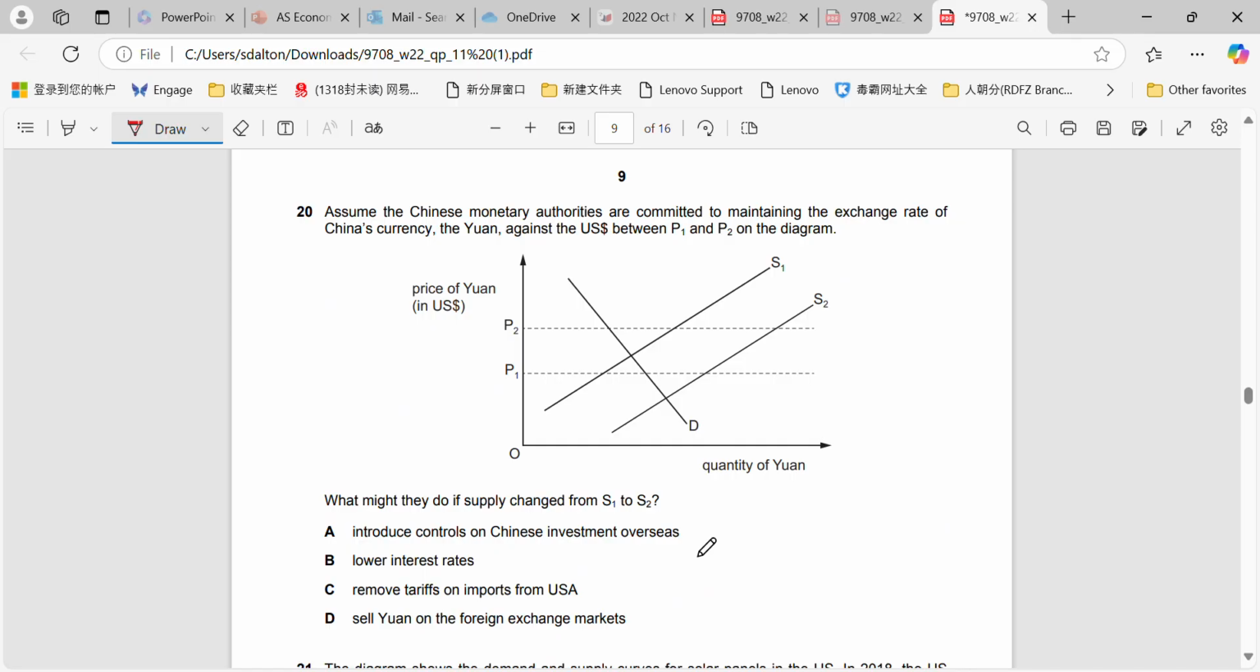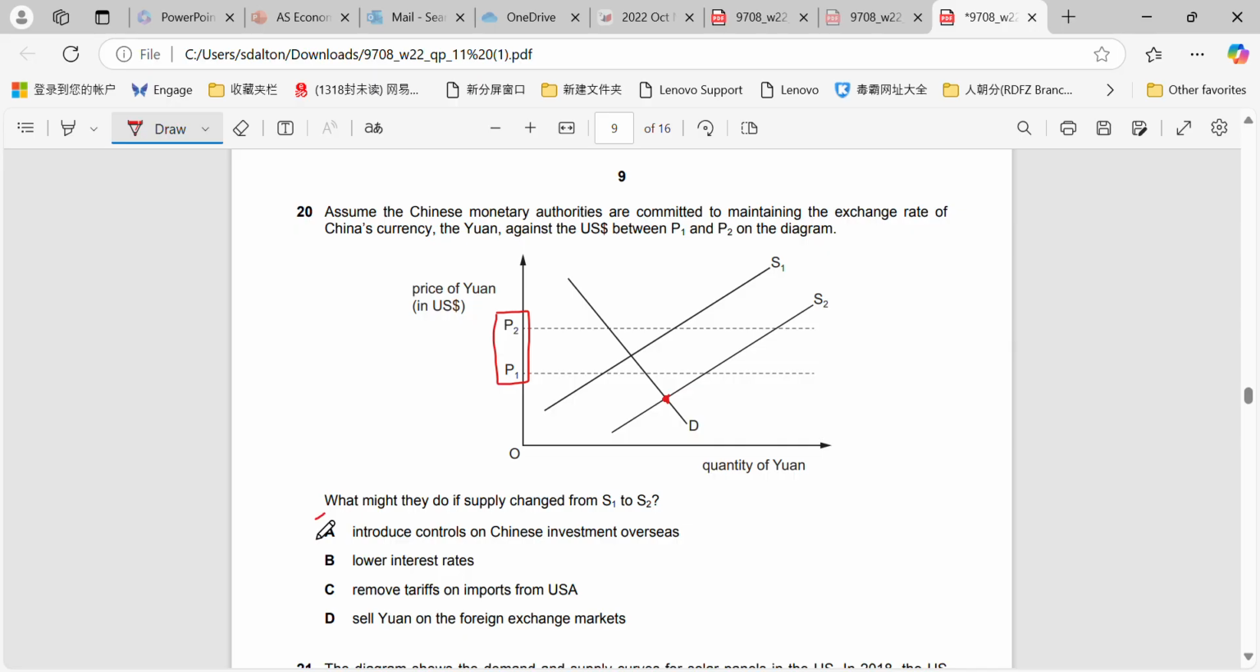Okay, difficult question 20. Assume the Chinese monetary authorities are committed to maintaining an exchange rate of China's currency between P1 and P2. Okay, so they want to maintain the exchange rate between here. What might they do if supply changed from S1 to S2? Okay, so the exchange rate has now depreciated outside of where they want to maintain it. So what they need to do is get it back into P1, P2, that area.